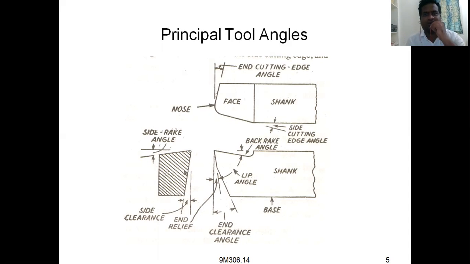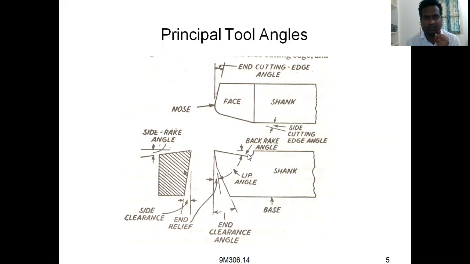Just observing the figure, what are the angles? This is the back rake angle, and this is the side rake angle. Here also the side rake angle. End cutting edge angle, and this is the nose. End clearance angle, the end relief angle. Side cutting edge angle.